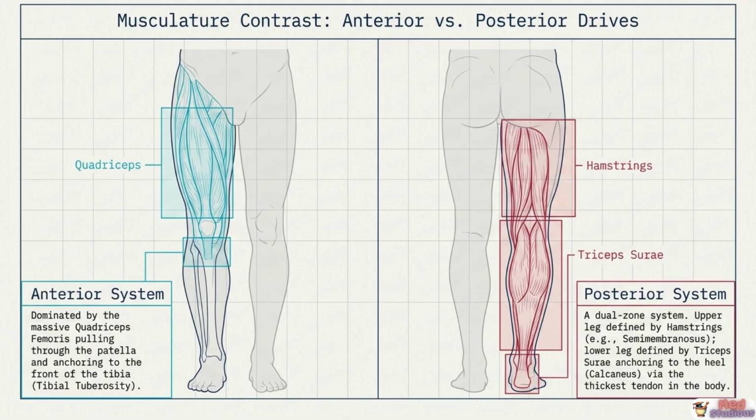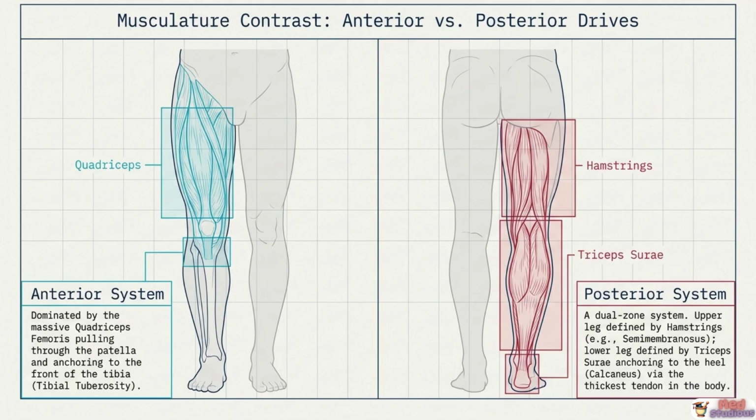The posterior system is a dual-zone architecture. The upper zone, the posterior thigh, is defined by the hamstrings, biceps femoris, semitendinosus, and semimembranosus. They control hip extension and knee flexion. The lower zone, the posterior calf, is defined by the triceps surae, gastrocnemius and soleus, anchoring to the calcaneus via the Achilles tendon and driving plantar flexion.